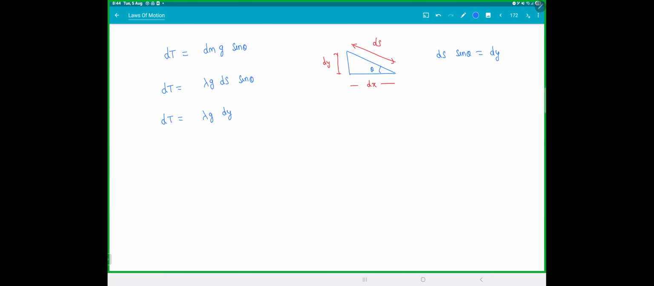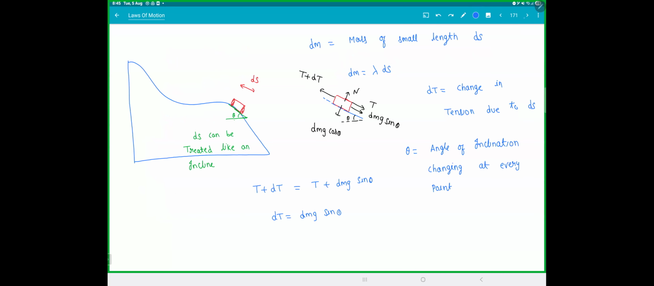So the change in tension depends only on the vertical distance and doesn't actually depend on the length of the wire. Now integrate on both sides dT. This will be lambda g integral dy. This will go from 0 to height h. This will go from T2 to T1. This will come T1 minus T2 is equal to lambda g h. Pretty nice result. It doesn't depend on the shape. So that is how you get the tension, independent of the shape.